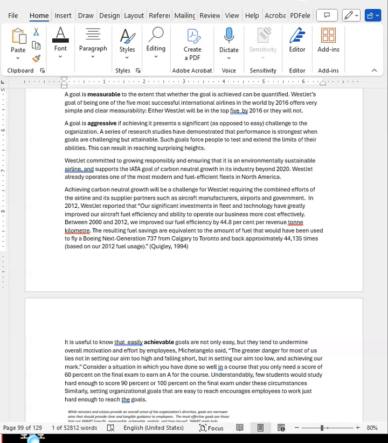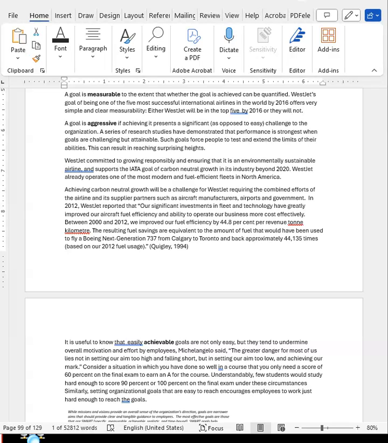In 2012, WestJet reported that our significant investments in fleet and technology have greatly improved our aircraft fuel efficiency and ability to operate our business more cost-effectively. Between 2000 and 2012, we improved our fuel efficiency by 44.8% per revenue ton kilometer. The resulting fuel savings are equivalent to the amount of fuel that would have been used to fly a Boeing Next Generation 737 from Calgary to Toronto and back approximately 44,135 times, based on our 2012 fuel usage.